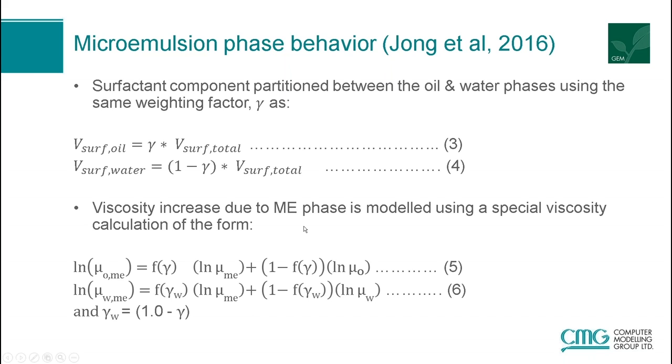We also have viscosity increase capability due to the microemulsion phase, and that's using a special viscosity calculation of this form that you see below here. For example, log of the oil viscosity is a function of gamma times log of the microemulsion phase viscosity plus 1 minus the function of gamma times the log of the oil viscosity. And then a similar thing with water.